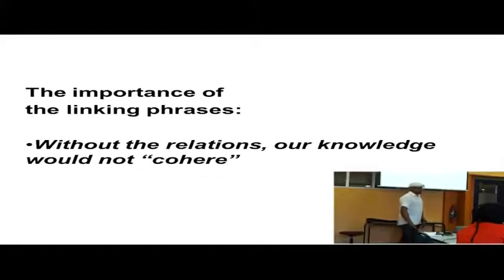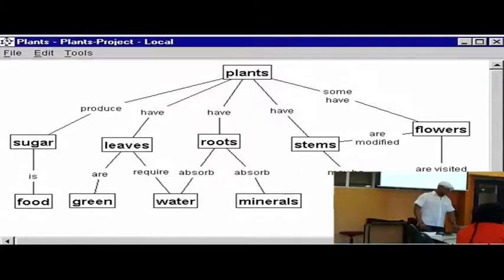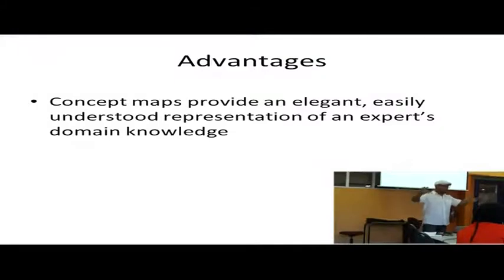So, the importance of the linking words. If you think, but why do I need the linking words? If you look at a simple example like this one, concepts on their own wouldn't make much sense. But if you add the linking words, all of a sudden you begin to understand what the meaning is. So the big advantage of concept mapping is that it creates, I like to think of it, a bird's eye view of a body of information.